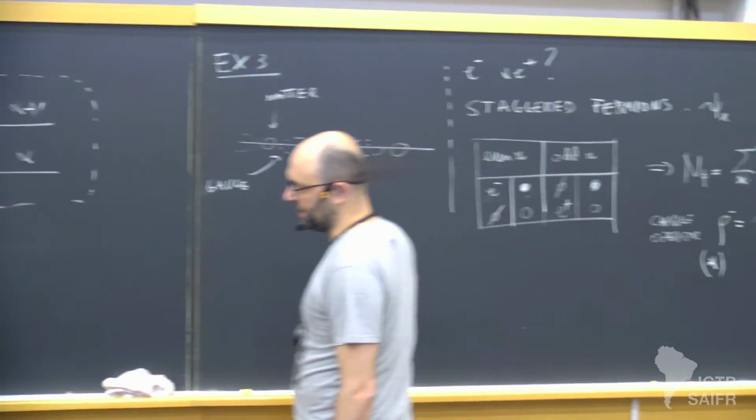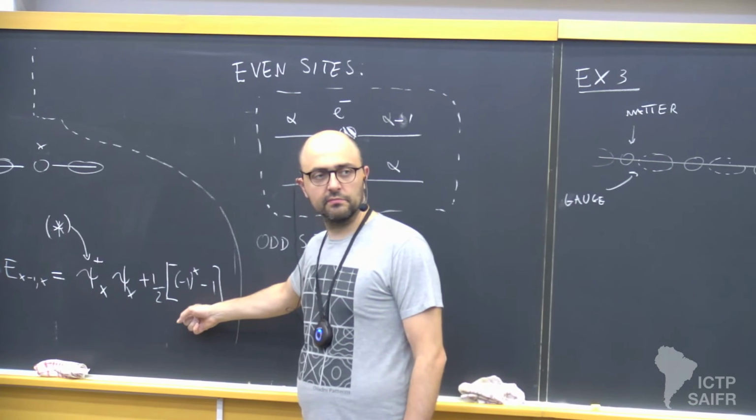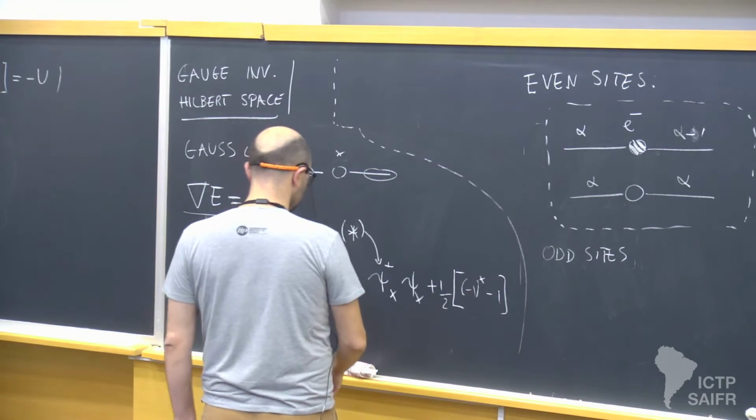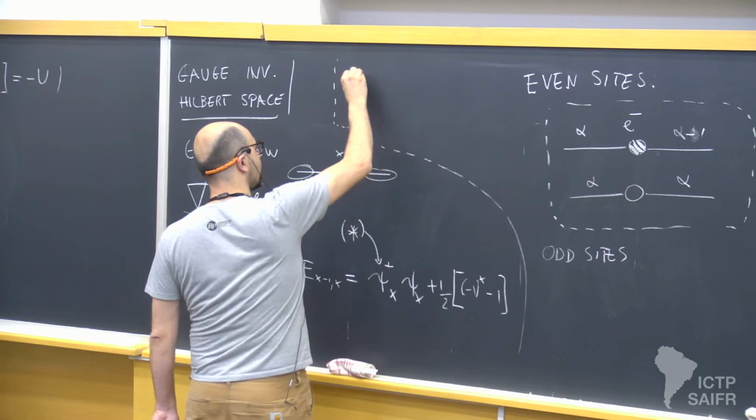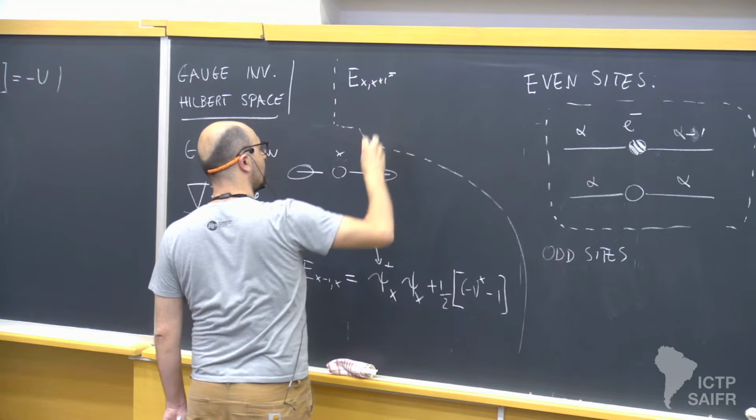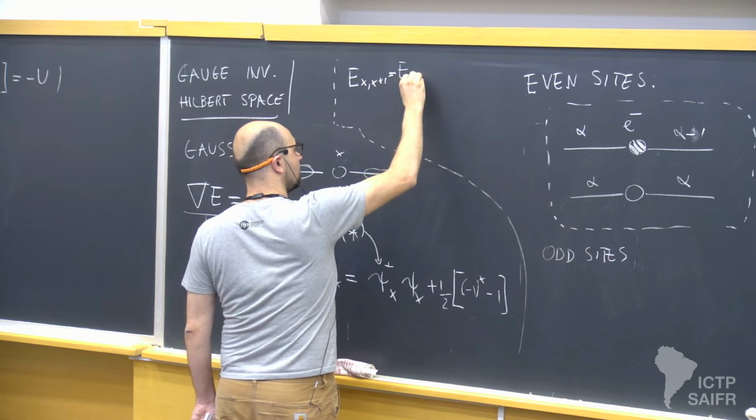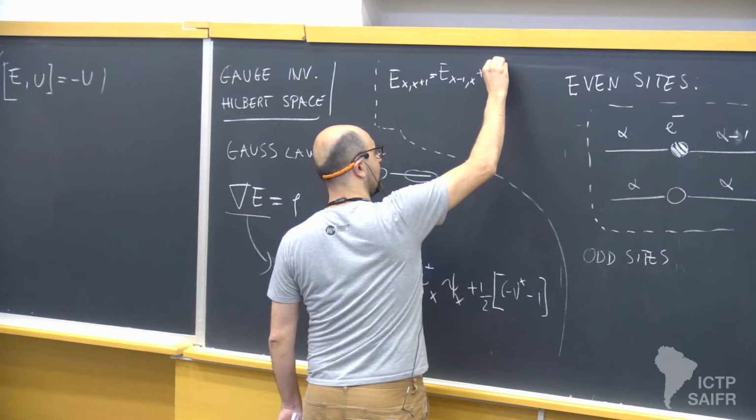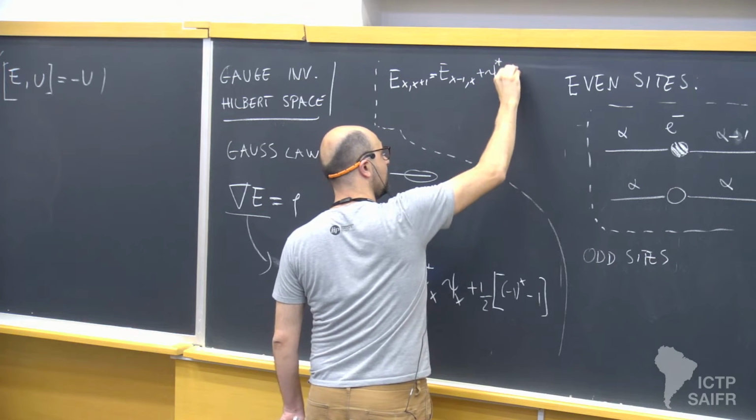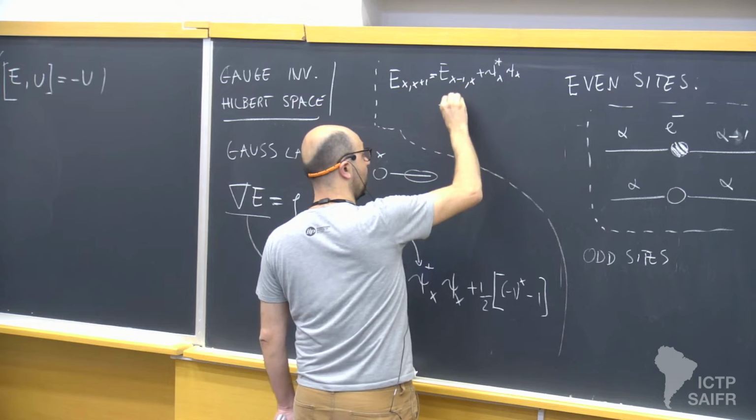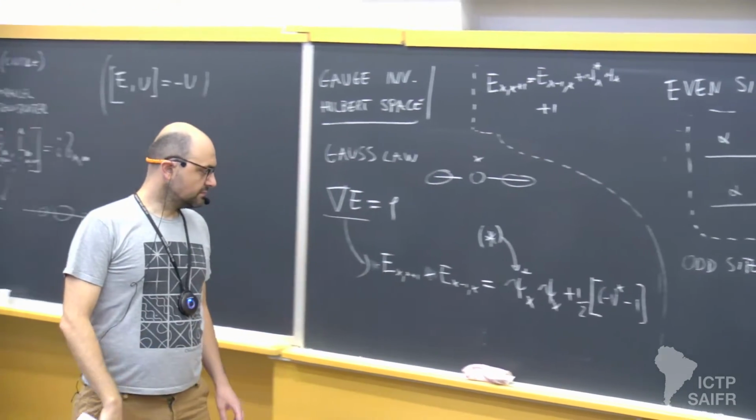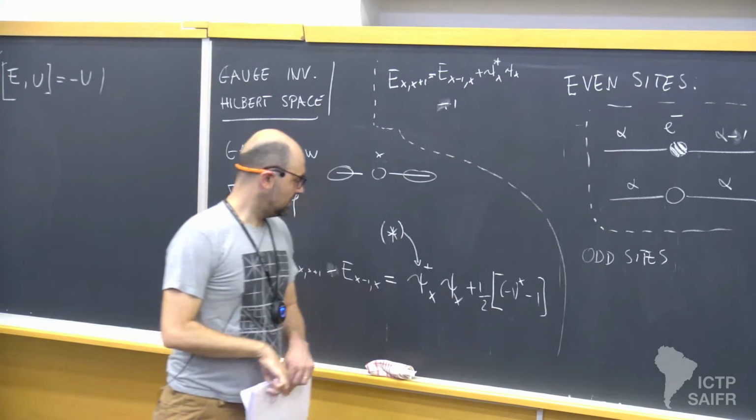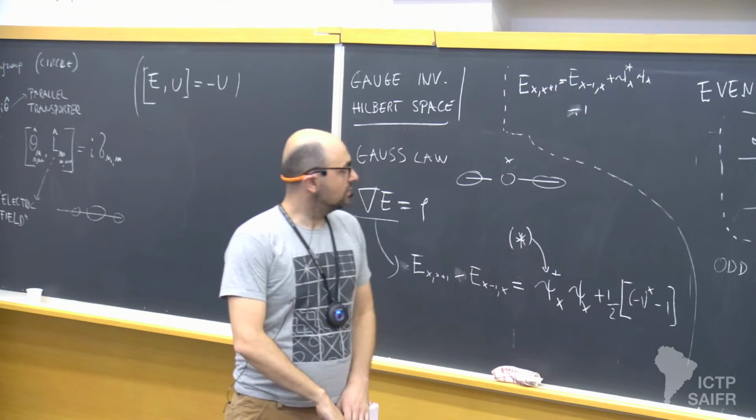On the odd sides it is a bit more complicated, because you see that here we have a -1 popping up. So if we want to write down the equation explicitly for the odd sides, we have that E x plus 1 is equal to E x minus 1 x plus psi dagger x psi x plus 1. Sorry, minus 1. I'm just rewriting this with x odd.